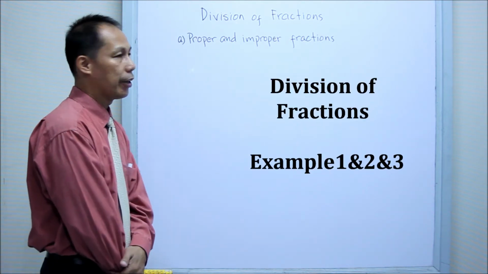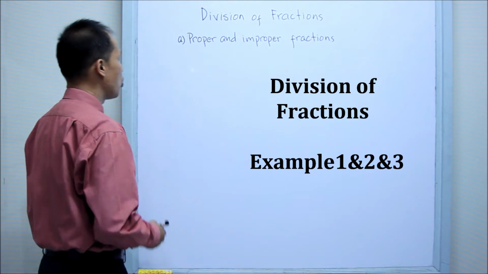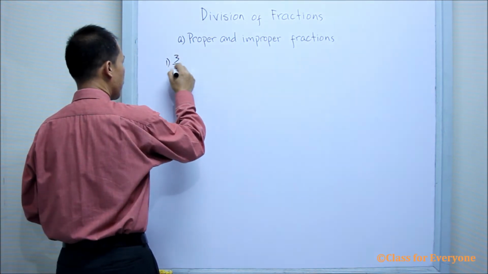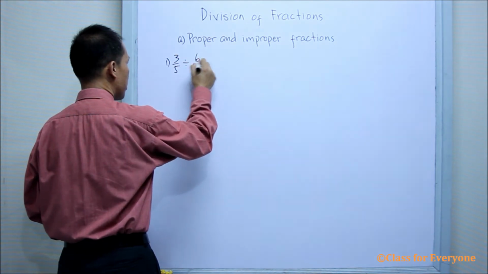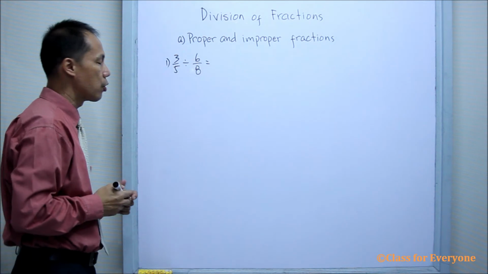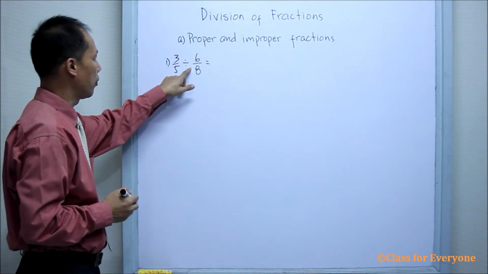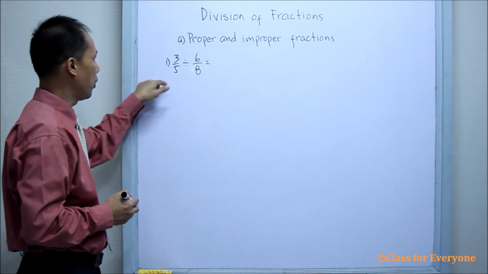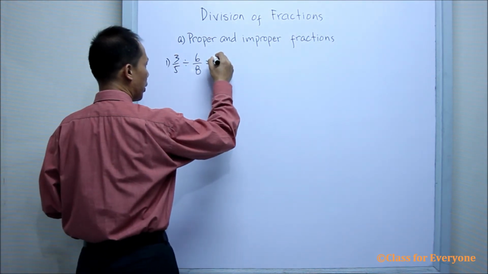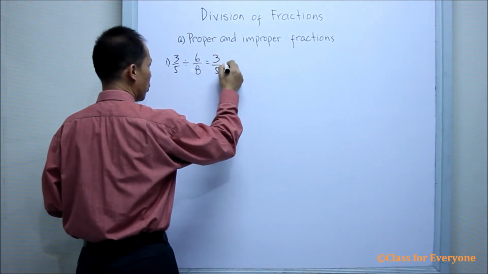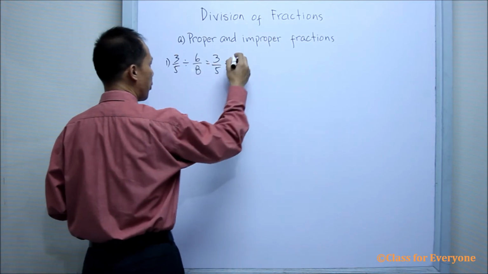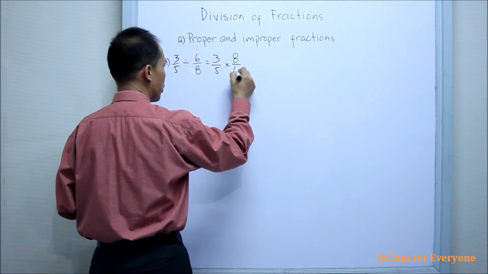First is the proper and improper fractions. Suppose we have an example 1. That is 3/5 divided by 6 over 8. Now in division of fractions, we're going to get the reciprocal of the divisor and then multiply it to the dividend. So the first thing we have to do is to make this division a multiplication and then get the reciprocal, that is 8 over 6.